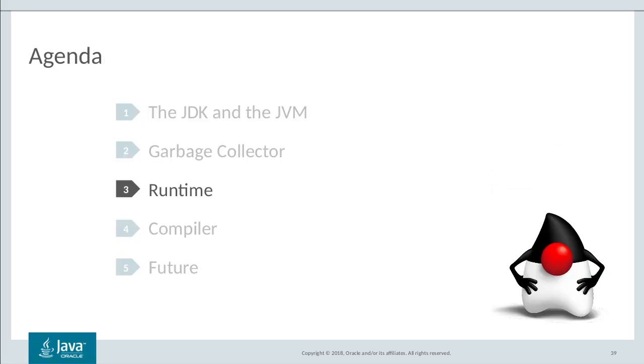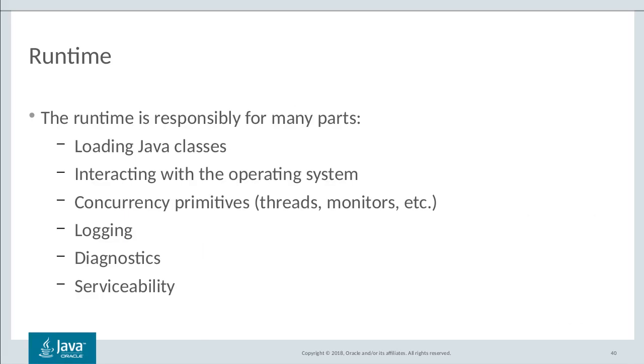So let's have a look at the second component of the JVM, the runtime. As I mentioned in the beginning, the runtime is responsible for many parts: loading the Java classes, interacting with the operating system, providing concurrency primitives for your Java programs such as threads and monitors, providing logging and diagnostics and serviceability tools. But in this presentation, we're going to focus on two parts: the loading of Java classes and how the JVM and the runtime interact with the operating system.